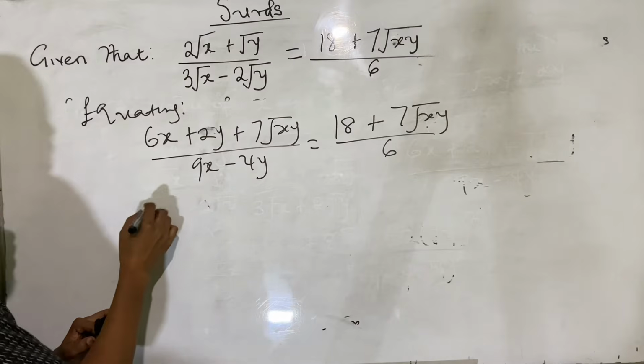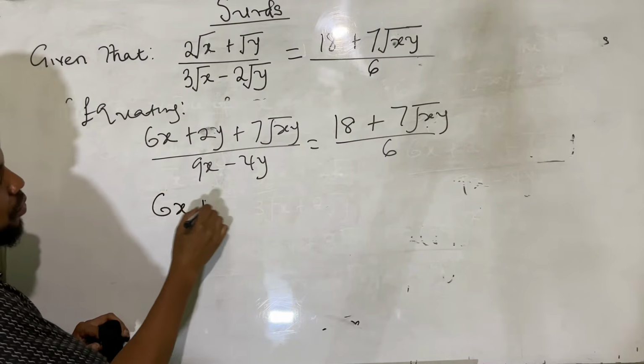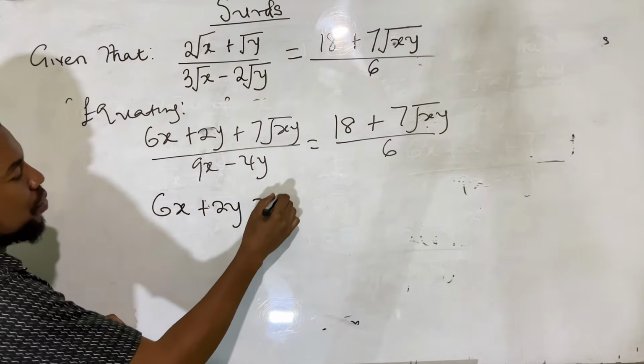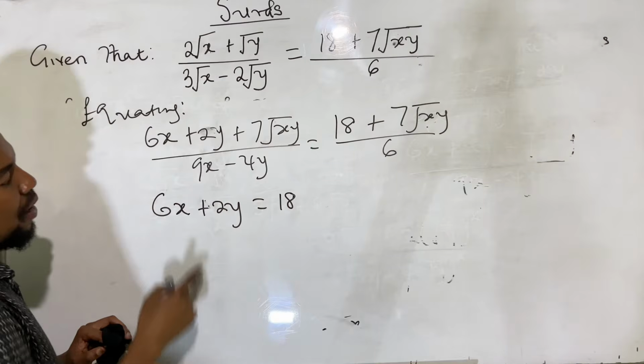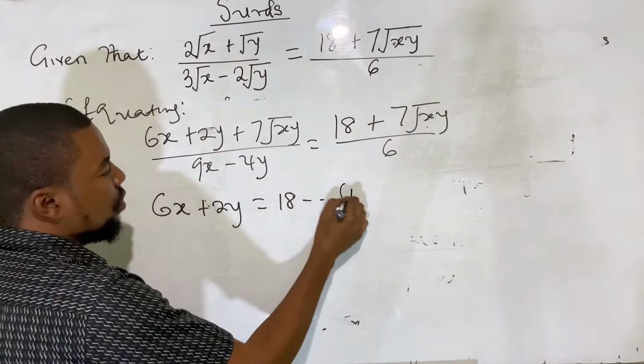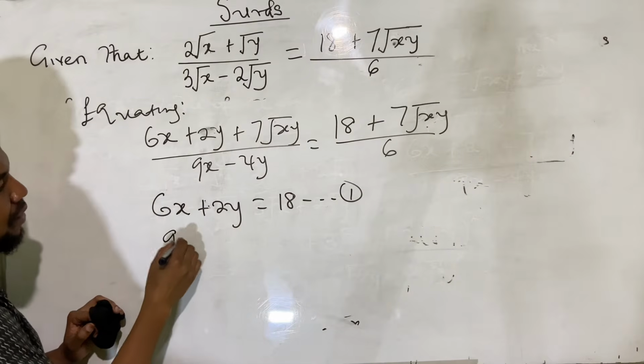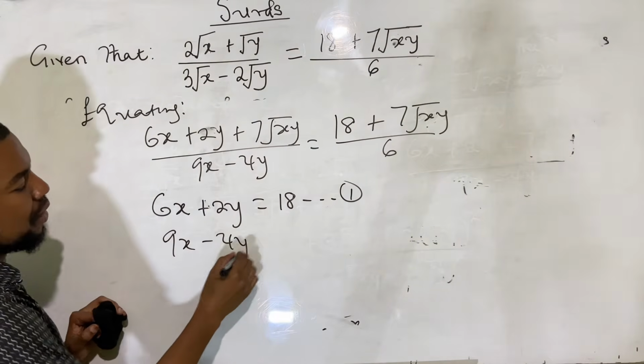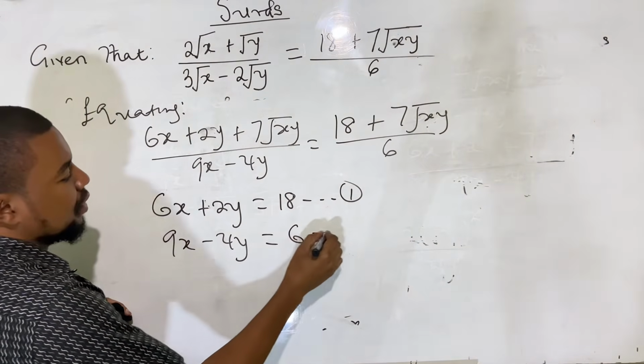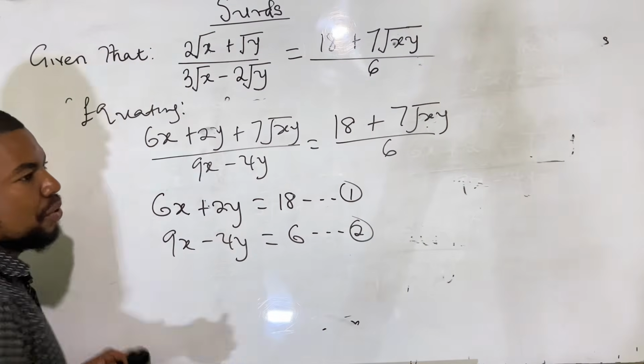So when we compare, we have 6x plus 2y is equal to 18, and this can be called our equation 1. For the denominator, we have 9x minus 4y is equal to 6, and this is our equation 2.